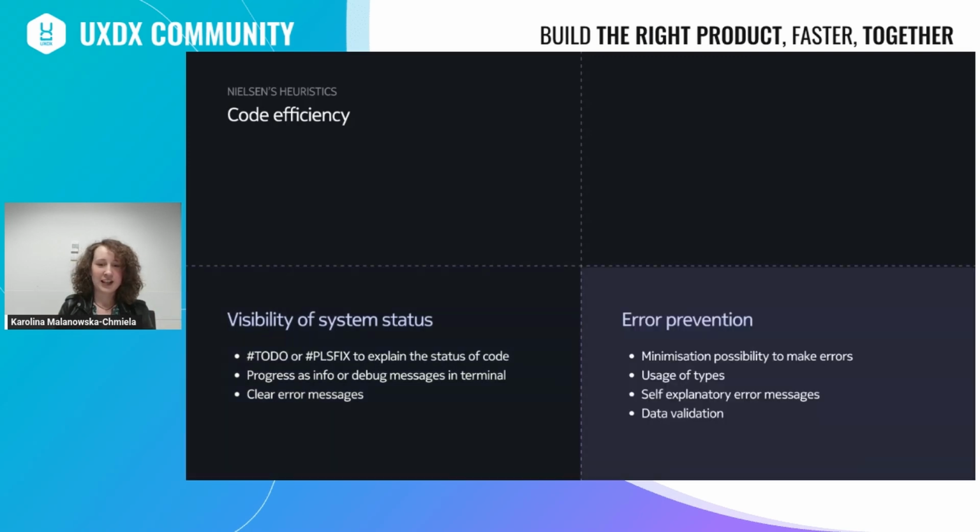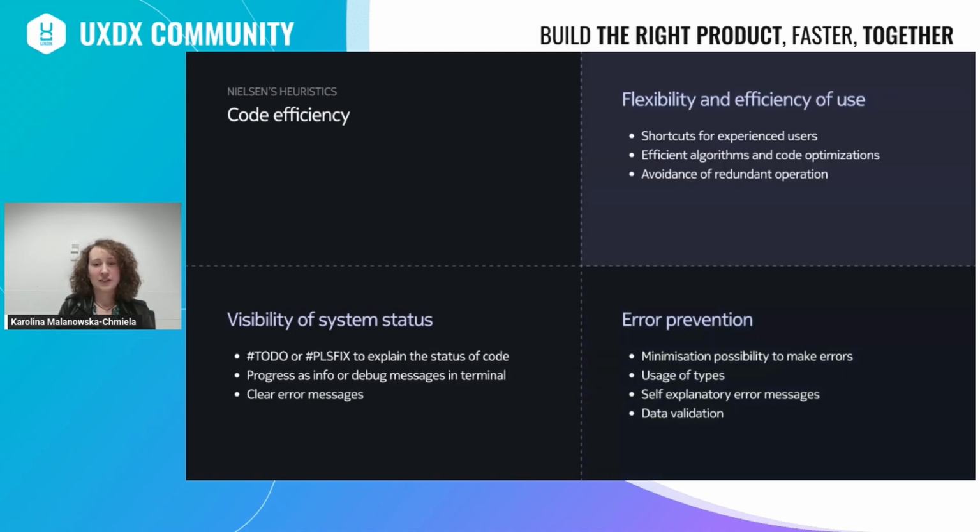Moving on to another, error prevention. This is all about writing meaningful error messages that should be self-explanatory, and also a bit of preventing errors by providing such explanatory messages. So if something breaks, please clearly let other developers know that this breaks because of this and that. And on flexibility and efficiency of use, we can provide some shortcuts for experienced users, or we can provide code snippets or optimizations that will allow us to write code faster.